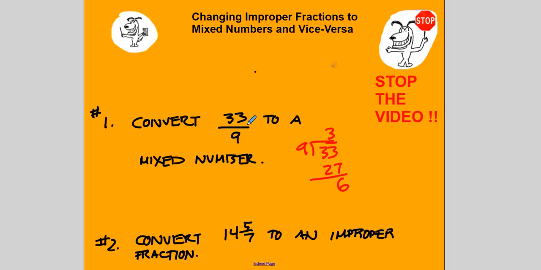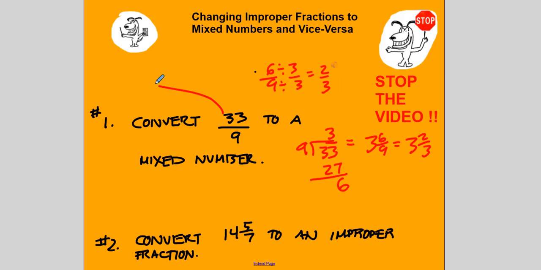And notice this actually could have been reduced. I'll talk about that in a minute. So I get 3 6/9. But 6/9 has a common factor, a greatest common factor of 3. So this is 2/3. So this could be written as 3 2/3 in lowest terms.